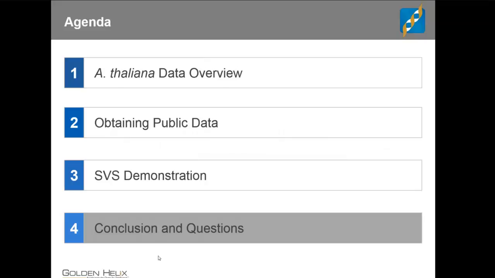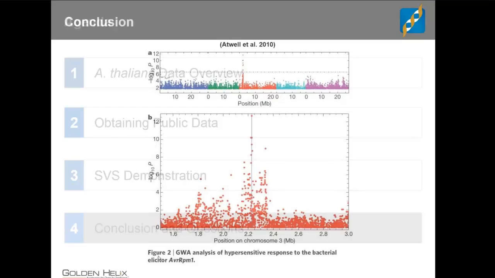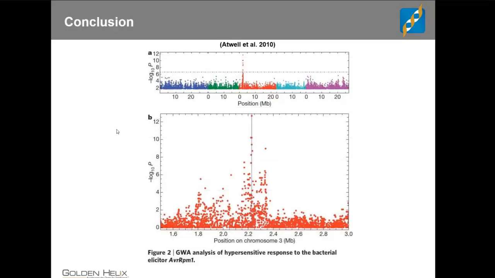So we're on to our last item in our agenda. These are the graphs that were published by Atwell et al. for their association for the Pseudomonas resistance, and they did find RPM1 as the associated gene. And it's on chromosome 3 at about 2.2 megabases.